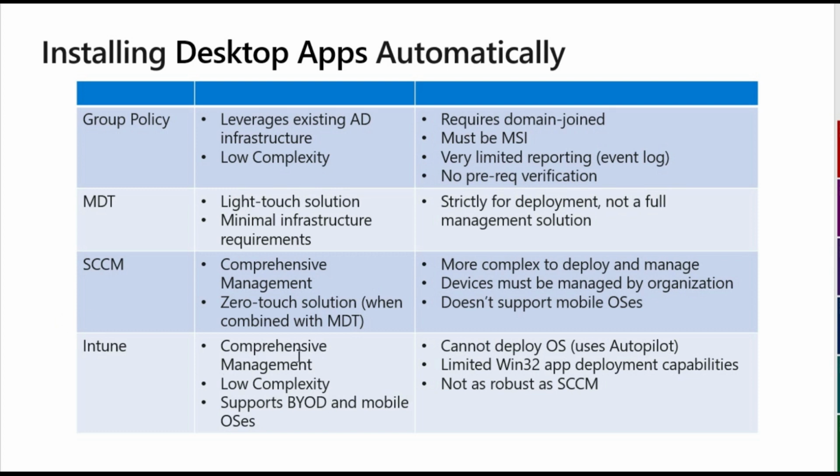Intune, so comprehensive management, low complexity, supports bring your own device and mobile operating systems. Cannot deploy operating systems, limited Win32 app deployment capabilities, not as robust as SCCM. With Intune, you can deploy some applications. For example, the Apple Store or Google Store, we can download some apps, right? So some of the things you can manage from the App Store. Intune is a bit better than that, but you cannot do everything, but you can deploy some light applications. It's not as robust as SCCM.